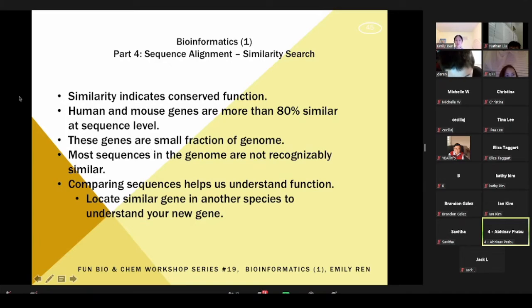Yes. All species share a small percentage of genes together, even if they're very unrelated. But through evolution, we tend to diverge or have different genomes. So that's completely due to evolution, but some genes are in common between different species. Comparing sequences can help us understand the function of a protein, and locating similar genes in another species can help you understand your new gene.